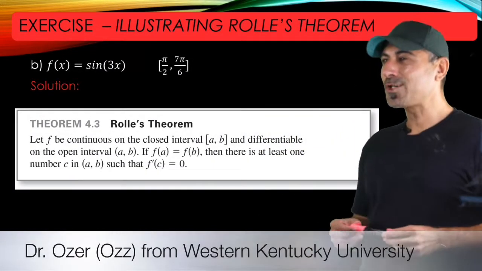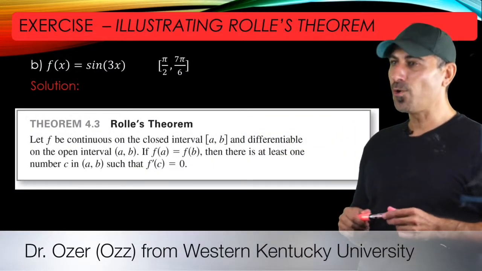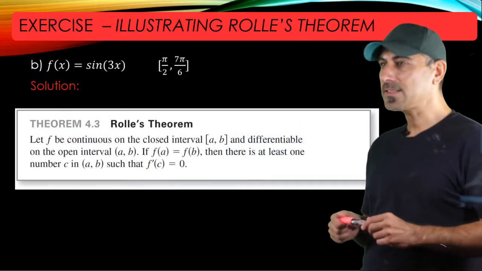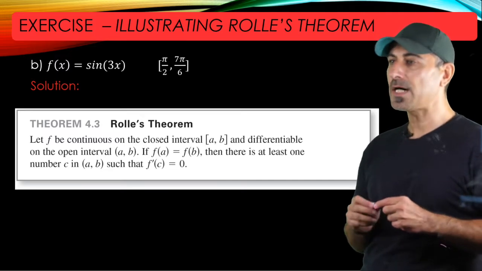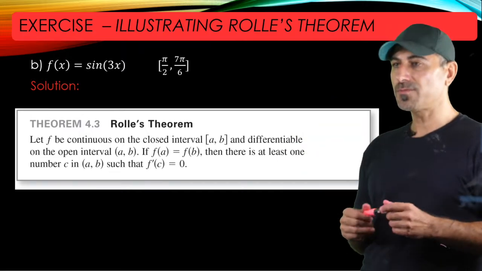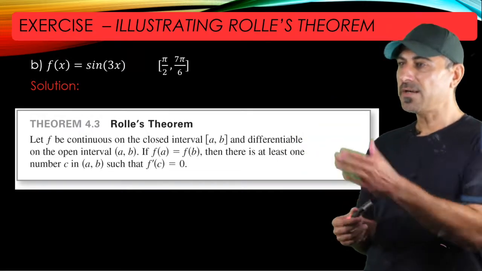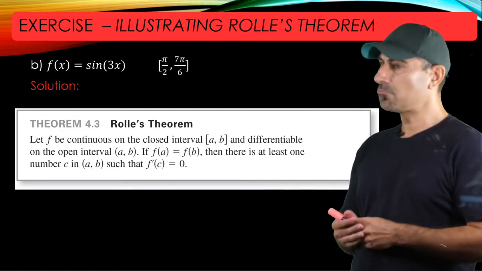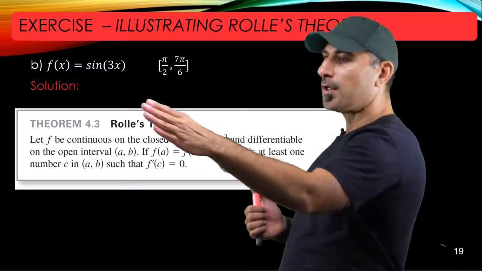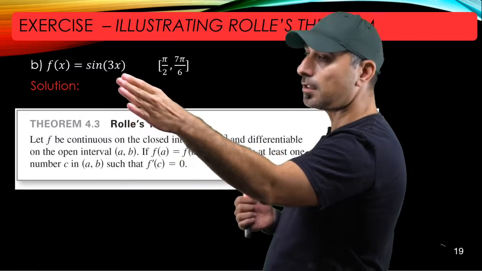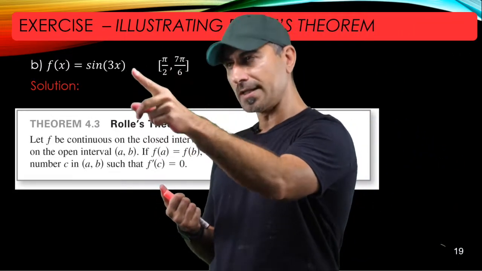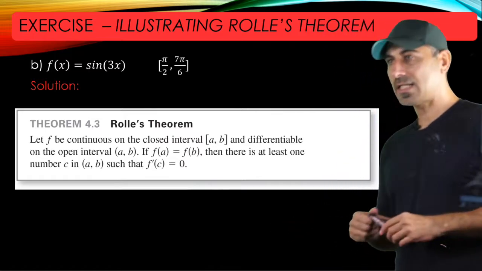All right, we still have part B to figure out for the applicability of Rolle's theorem. This time our function is sine 3x, the interval is pi over 2 and 7 pi over 6. Well, the good news is that we know from the earlier chapter that we have a trig function that is continuous all the way and as well differentiable. In other words, this function is continuous and differentiable on the whole real axis, and obviously it's going to be continuous and differentiable on a smaller interval, pi over 2 and 7 pi over 6.